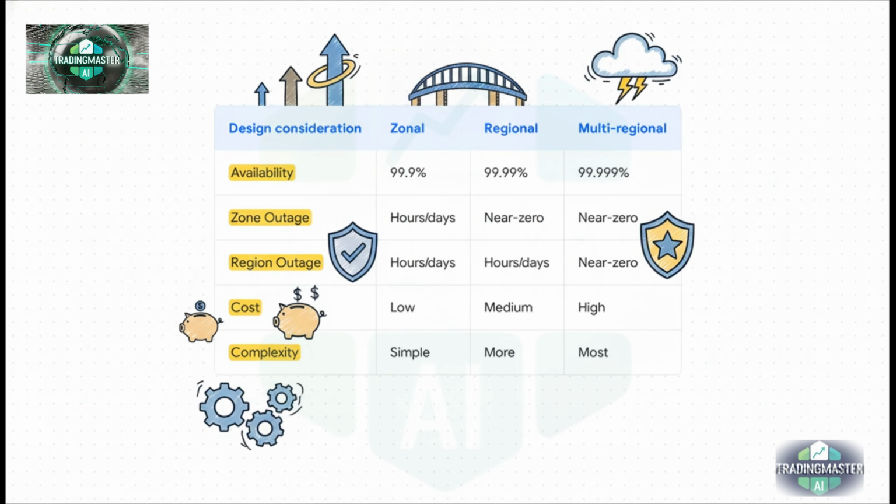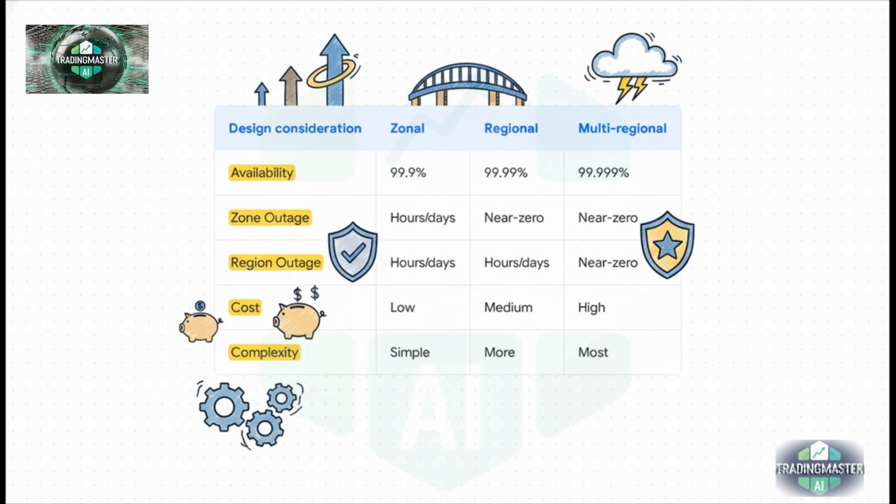And this table just brilliantly illustrates the whole game. As we move from zonal to regional and then up to multi-regional, just look at the infrastructure availability. We go from 3 nines to 4 nines and then all the way to 5 nines. Now check out the robustness rows.